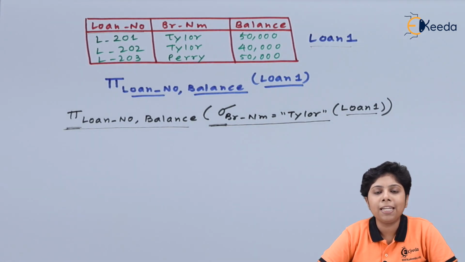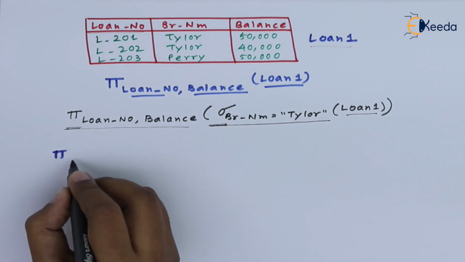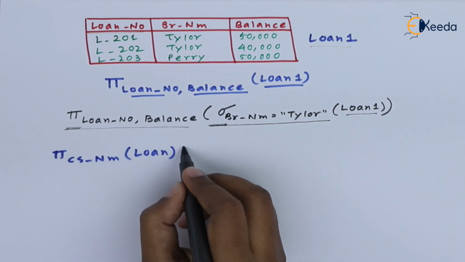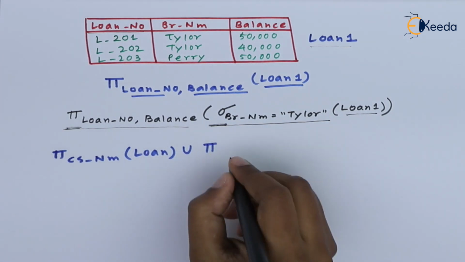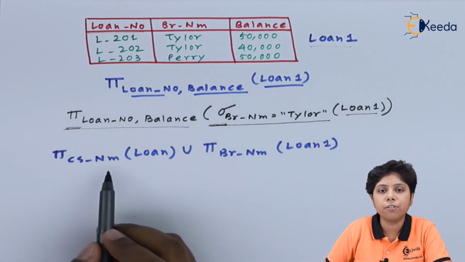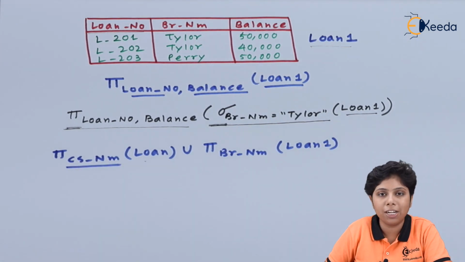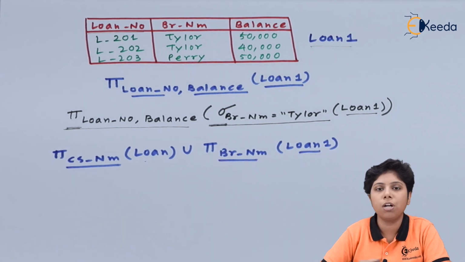So we are combining loan 1 and loan using a union operator. The union operator actually joins two relations based on some predicates. Now we will consider our example above again and see how the union operator works. Here we are using a union operation. What are we unioning? The customer name of the loan relation and the branch name of the loan 1 relation.